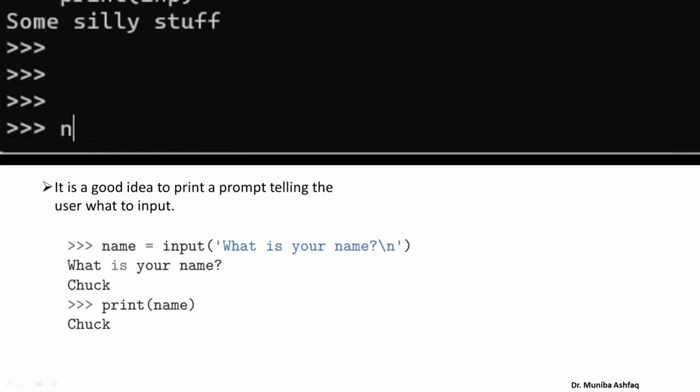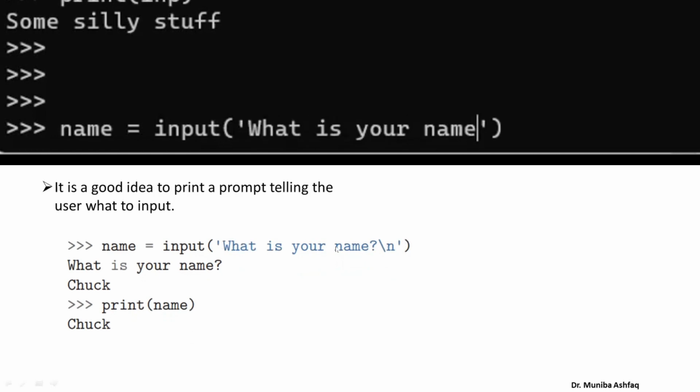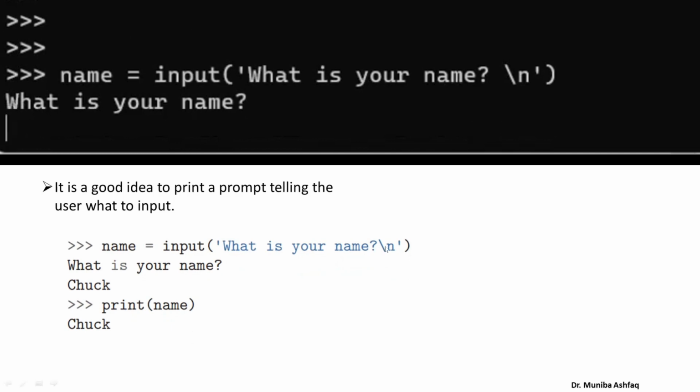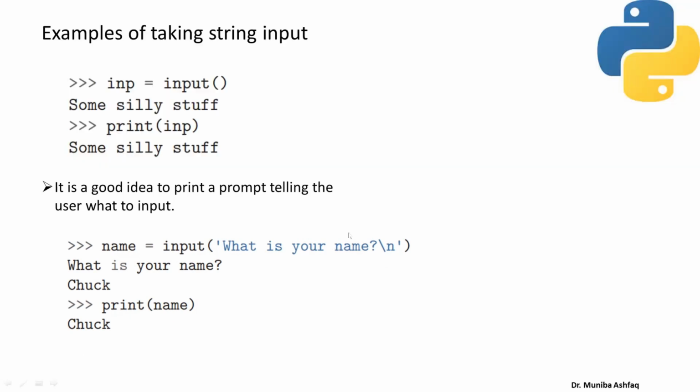Here you can see that we have name equals input. This is the same input function for taking input from the user, but here you are going to prompt the user. Within the quotes, you are giving a message to the user: what is your name? And the \n is used to move the cursor to the next line. So at this point, what is your name would be displayed on the screen, and the cursor will move to the next line, and on the next line he would be able to enter his name.